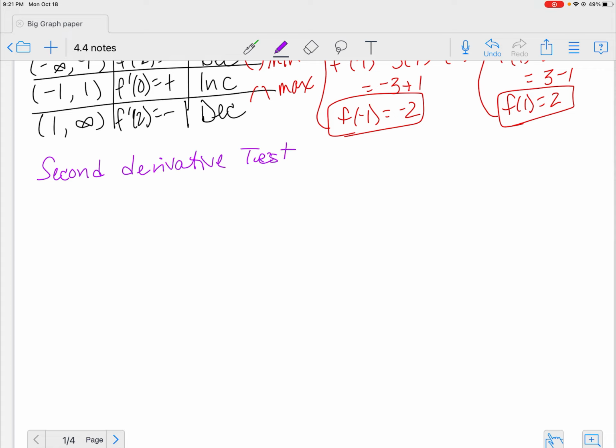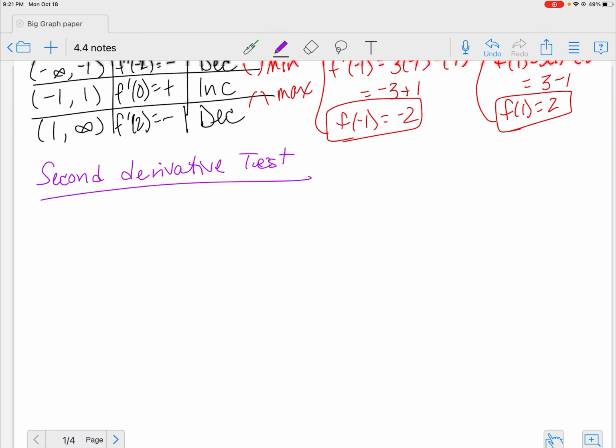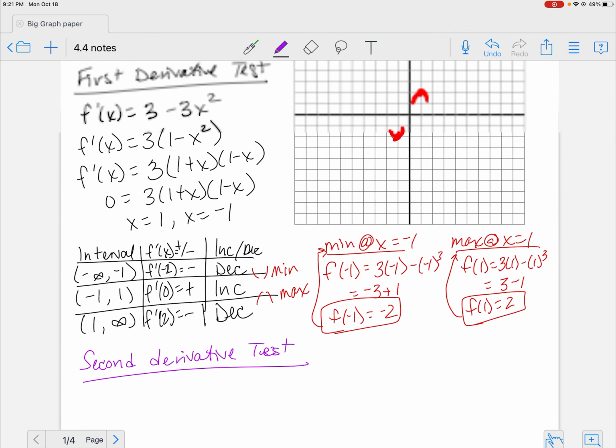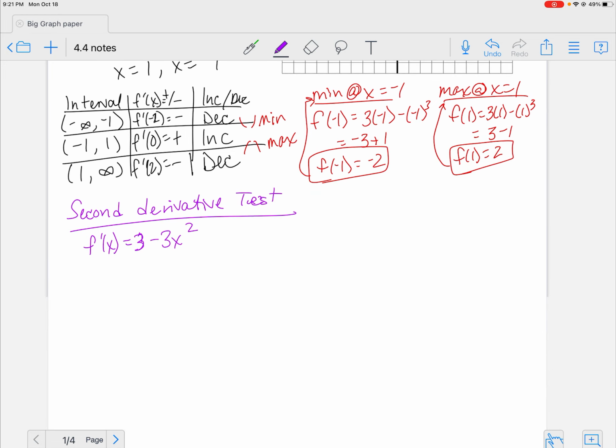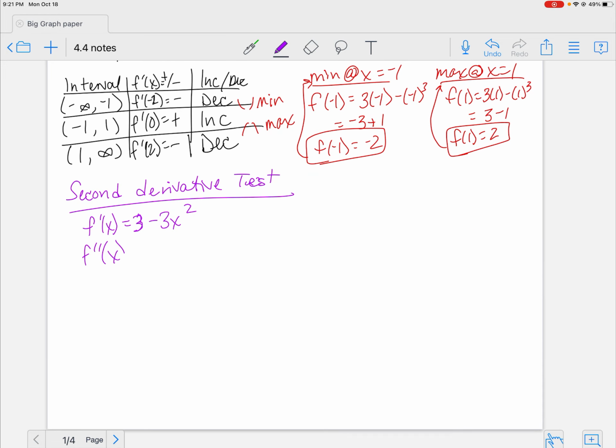Now, here's the deal. We have to take a second derivative. I'm going to squeeze this back down here. Am I going to go about this trying to take a second derivative from something that's factored out? No. I'm going to come back up here to this level right here: 3 minus 3x squared. And I'm going to take a second derivative based on that, right? So if my first derivative is 3 minus 3x squared, my second derivative is going to be a negative 6x.